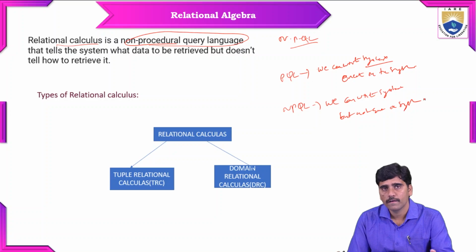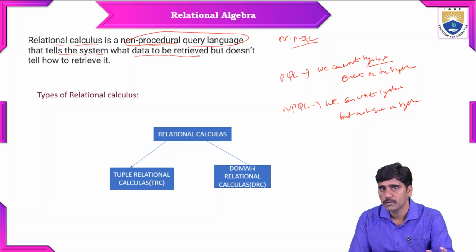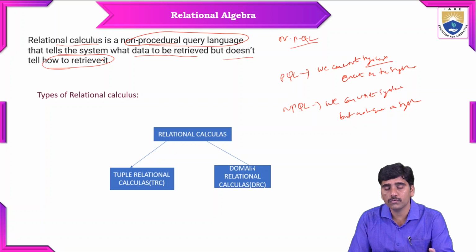In the same way, relational calculus is a non-procedural query language that tells the system what data is to be retrieved, but does not tell how to retrieve it. It shows what data is to be retrieved, but it does not show how to retrieve the data.